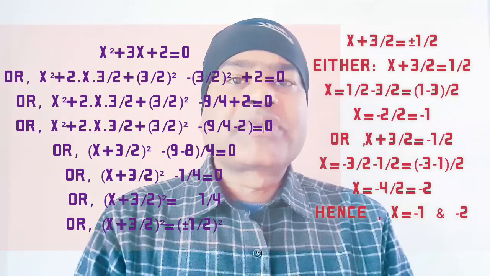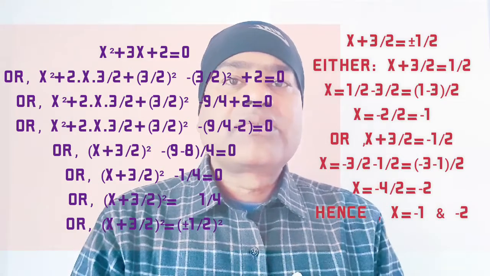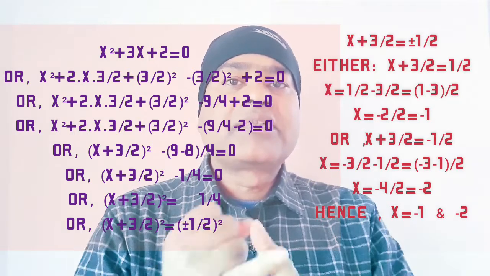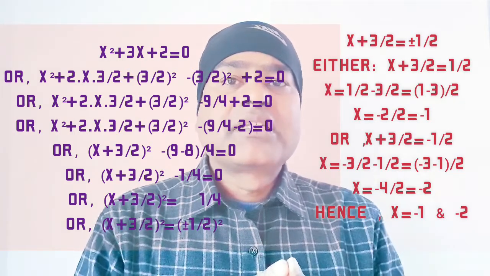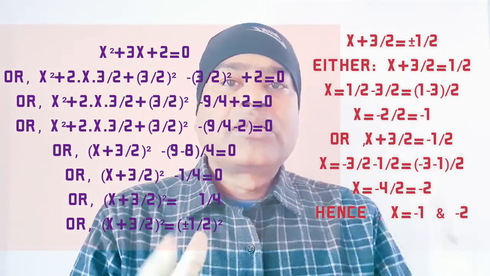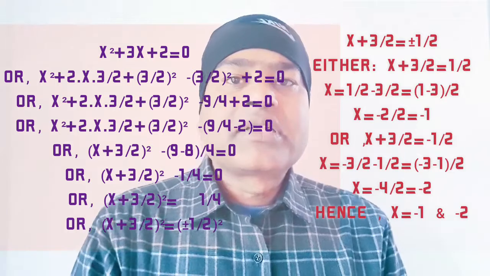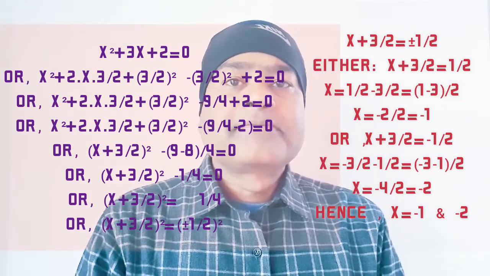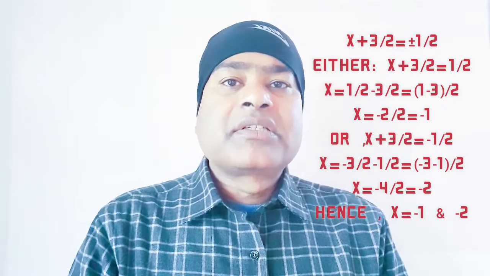Now the second method is completing a square. That means we can solve the quadratic equation by the completing a square method also. In this method, at first we change the given quadratic equation into the form of a square plus 2ab plus b square, or in the form of a square minus 2ab plus b square, and then we get the solution of the quadratic equation. The third method is the formula method. That means by using the formula of the quadratic equation, we can get the solution of the quadratic equation.